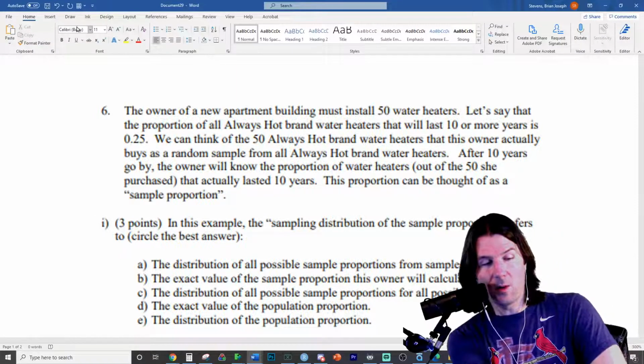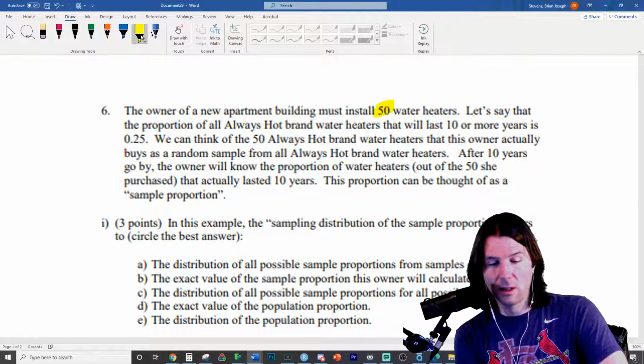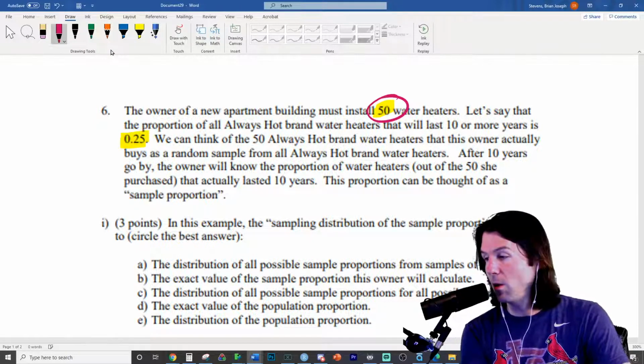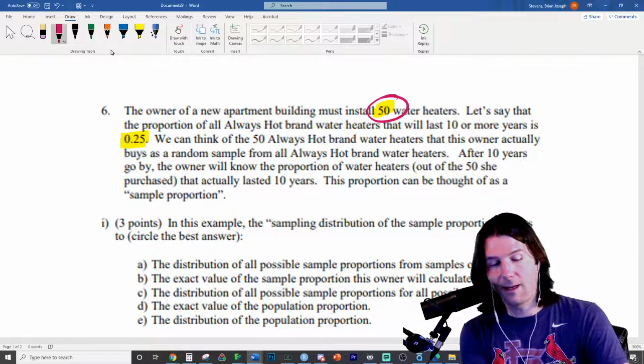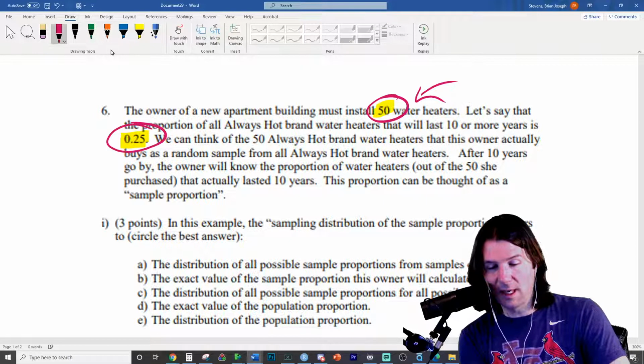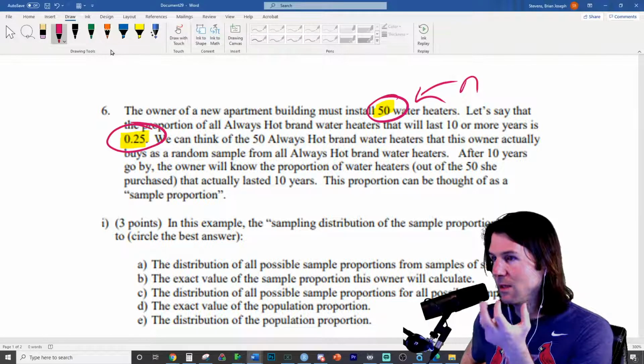One of the big things that I always ask people to do whenever you get a problem is to mark the notation. If we see right here, I've done this problem a few times, so I'm able to identify the notation. They are going to install 50 always hot water heaters. So this is going to be their sample size. Always try to mark these and figure out what they are, because the next one's a little bit confusing.